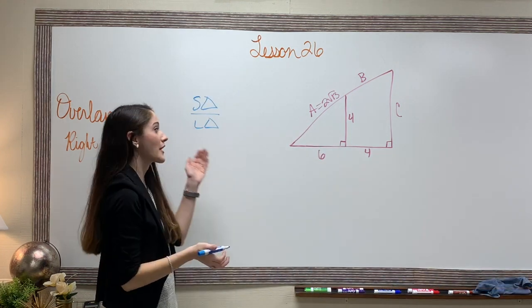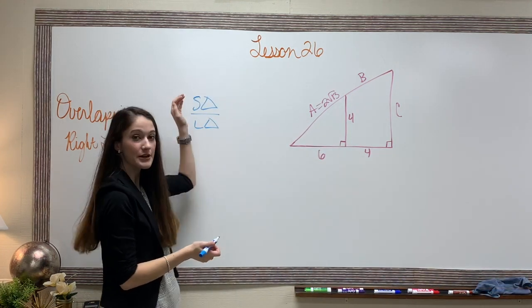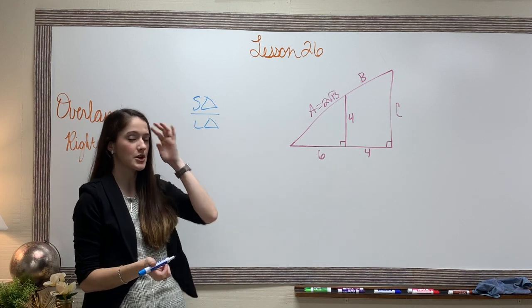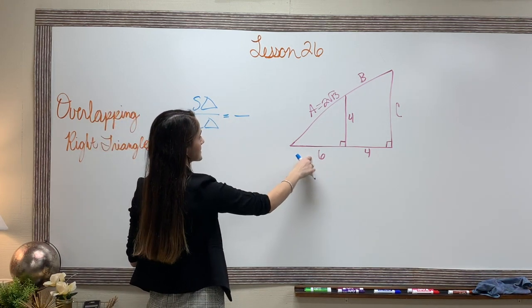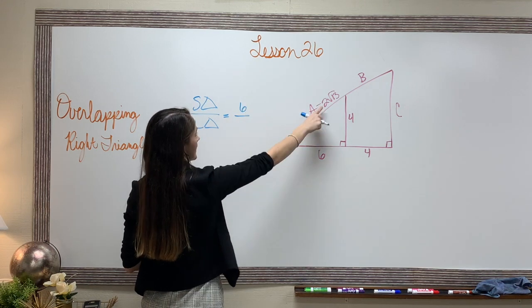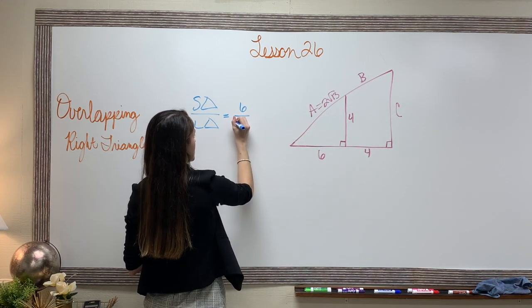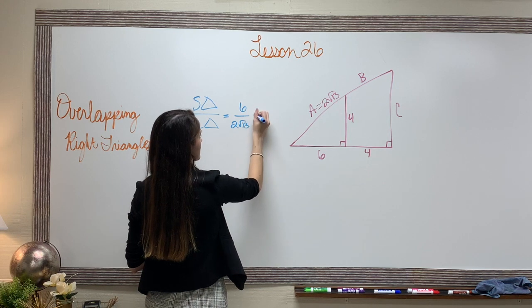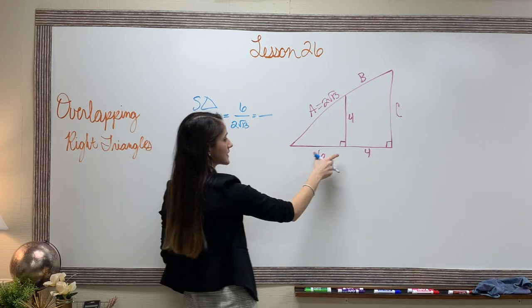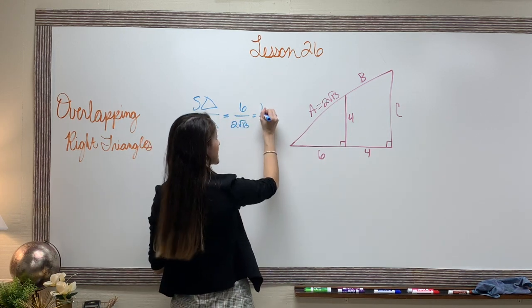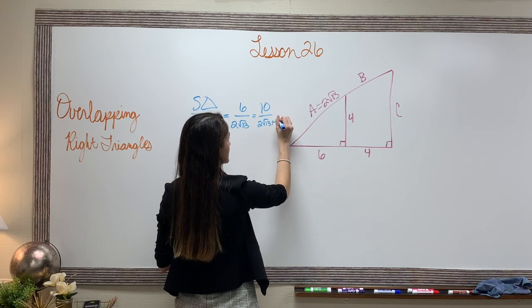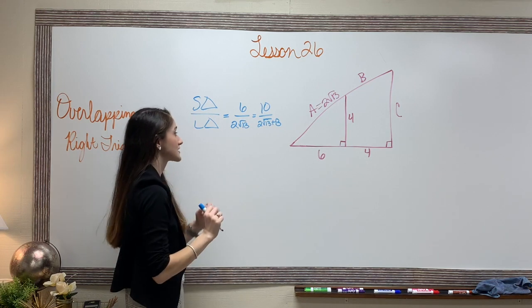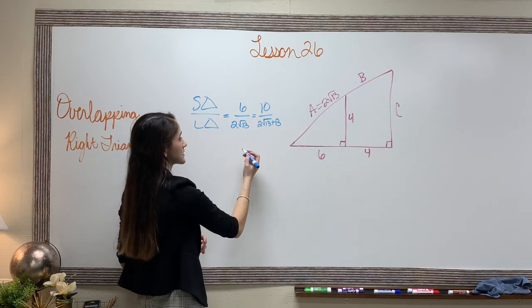So with this problem, I'm going to put the numbers for my smaller triangle on top and the numbers for my larger triangle on the bottom. And we know that we have 6 and 2 square root 13. And then for the larger triangle, it's not 4, it's 6 plus 4, so 10 and then 2 square root 13 plus b. Okay, and so now we're gonna cross multiply and try to solve for b.